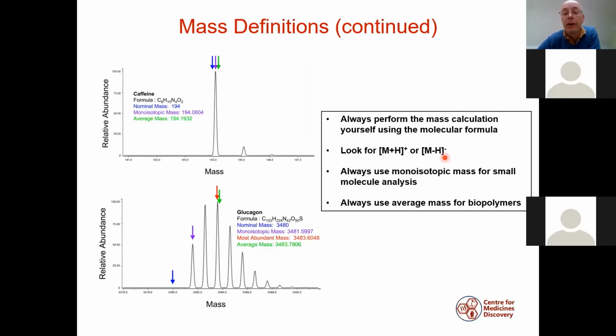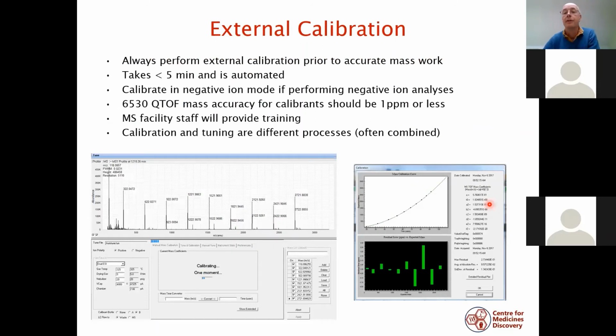Depending on what you're working on, if you're working on small molecules, you should always use the monoisotopic mass. However, if you're working on biopolymers, so you're working on proteins, on nucleic acids, or anything large, you should not use the monoisotopic mass because you will not be able to measure it. You will use the average mass. Okay, that's all I want to say about masses.